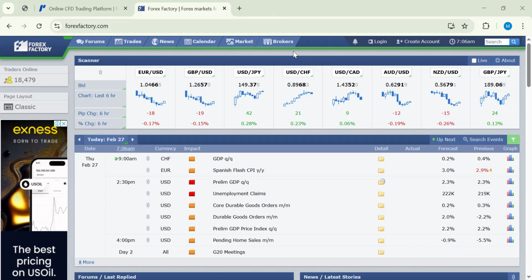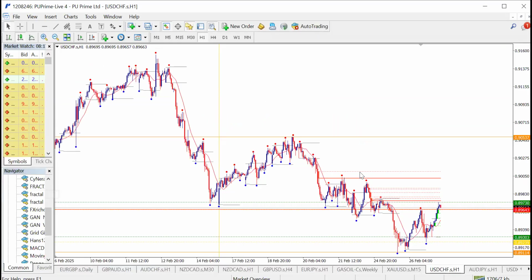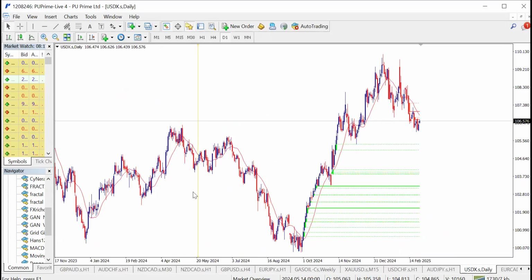So let's go to our chart straight up so that we will not waste much of our time. Can you all see my screen? Yes, sir. Yes, we can see it. Okay.